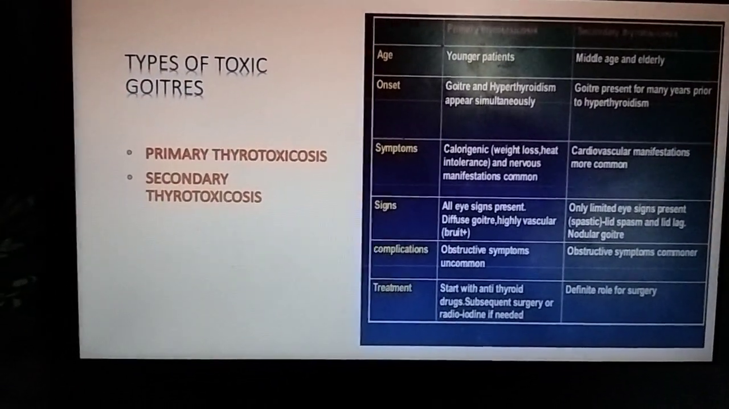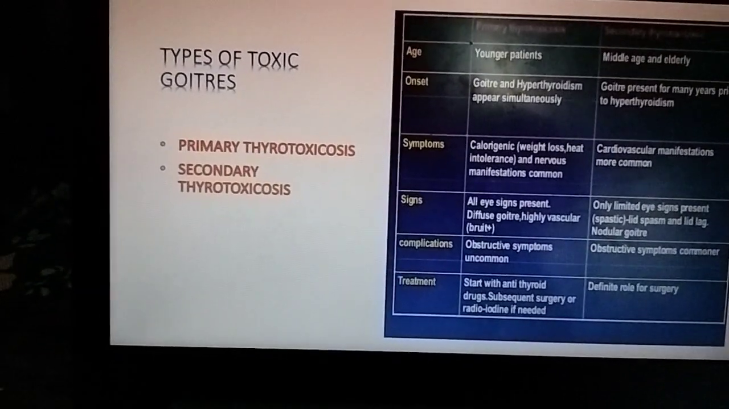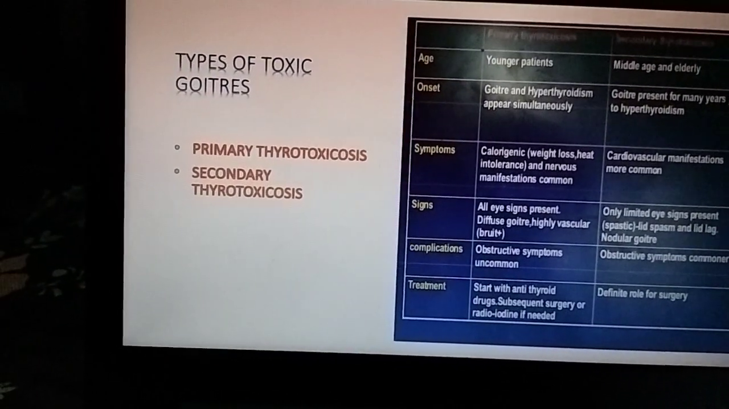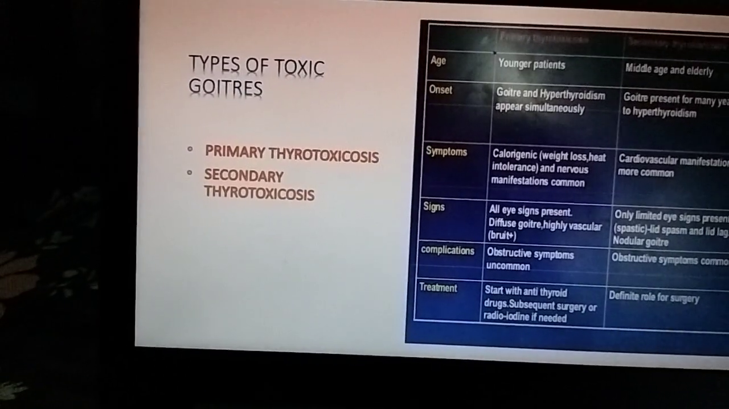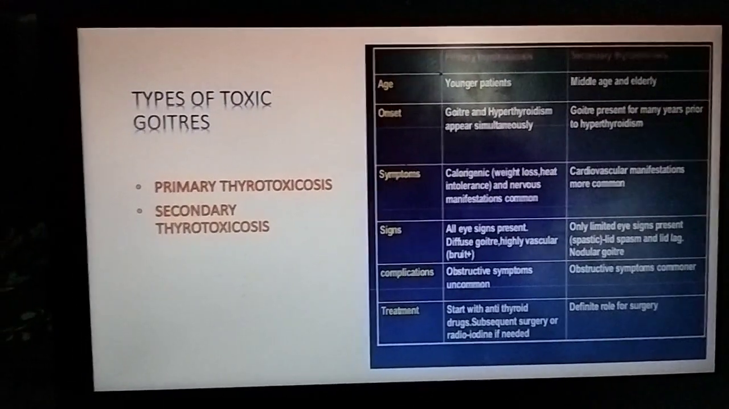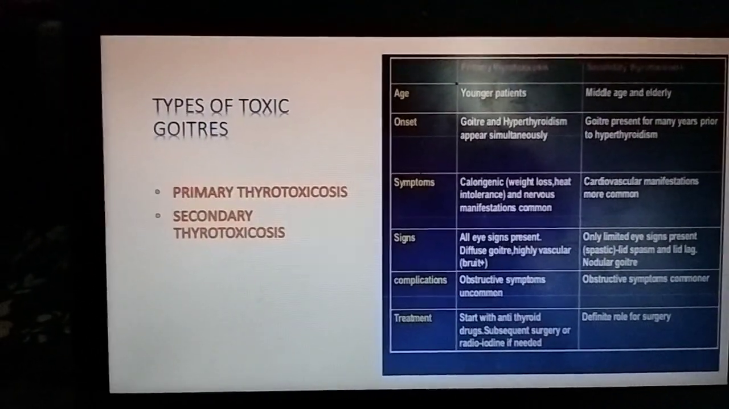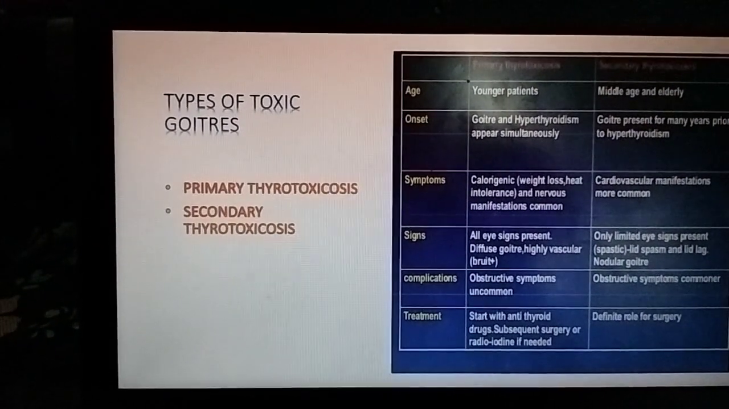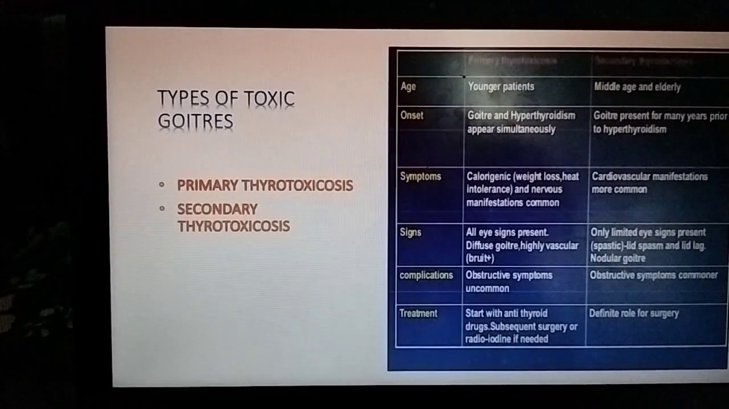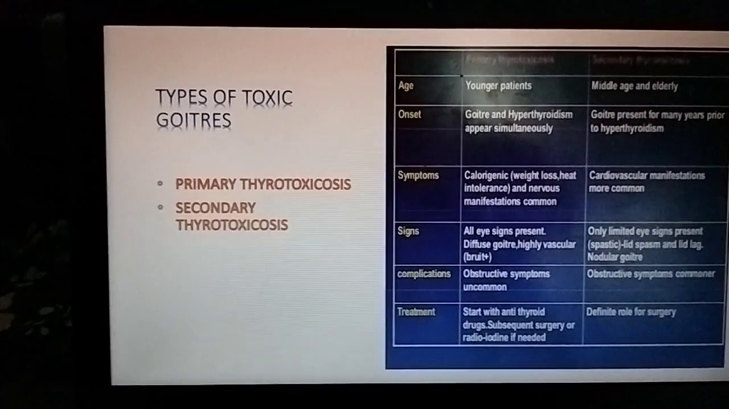And goiter appears first, and then toxic symptoms appear. Females are mostly affected more than the males. Ratio is about 8:1. And the cardiovascular system is usually affected, and exophthalmos and eye signs are virtually never seen. And the goiter is usually uniform and nodular and quite big in size.